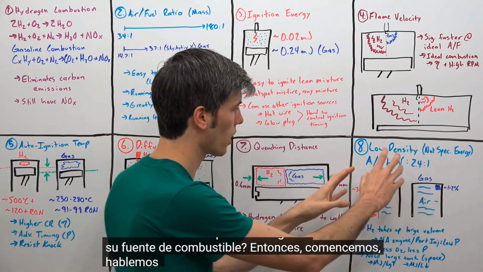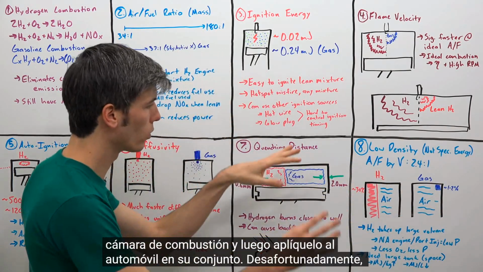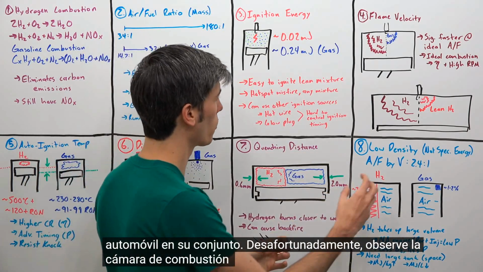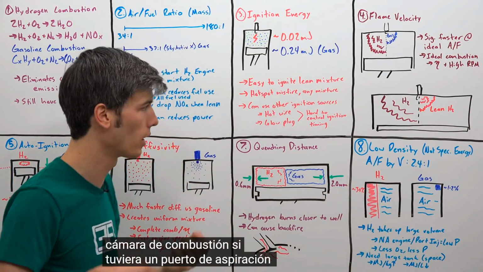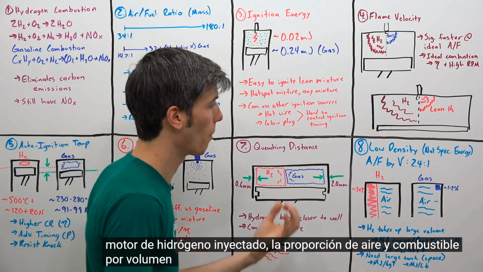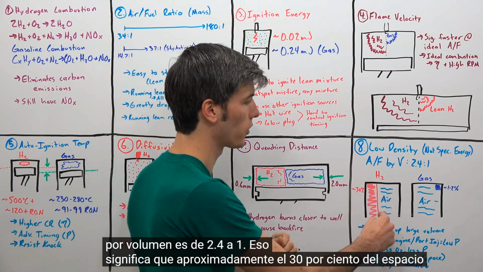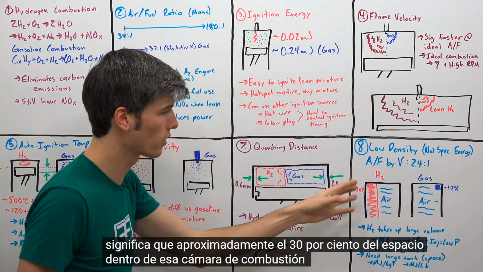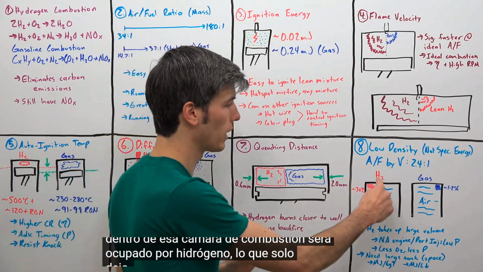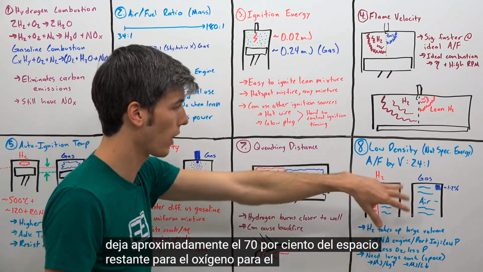So starting off, let's talk about what's going on in the combustion chamber and then apply it to the car as a whole. So looking in the combustion chamber, unfortunately, if you were to have a naturally aspirated port-injected hydrogen engine, your air-fuel ratio by volume is 2.4 to 1. So that means about 30% of the space within that combustion chamber is going to be taken up by hydrogen, which only leaves about 70% of the space left over for oxygen, for air.